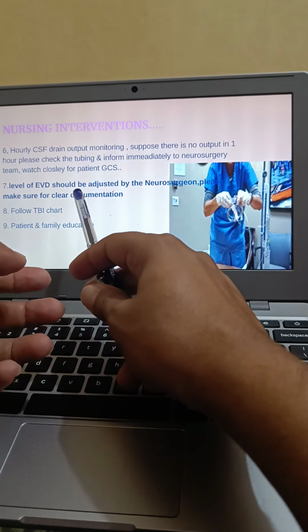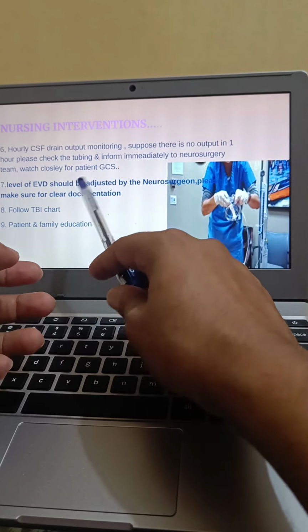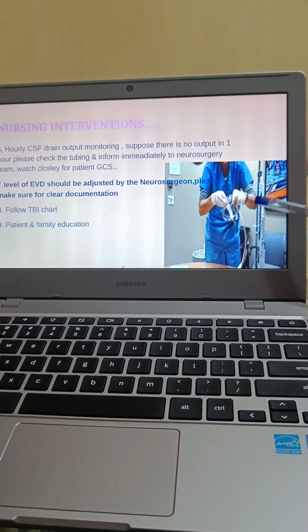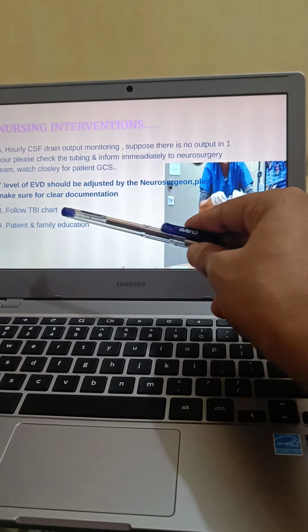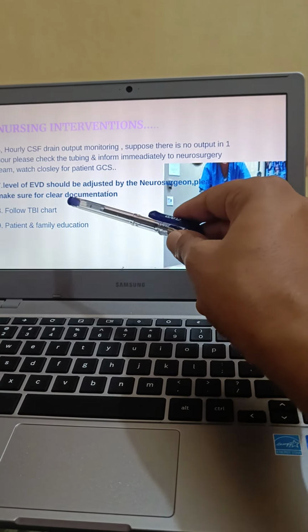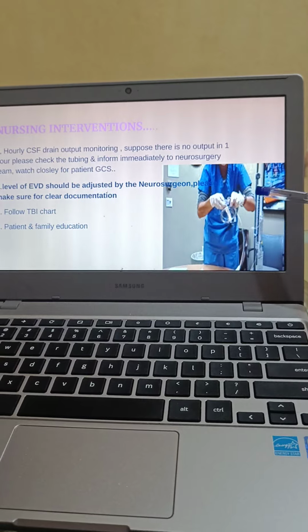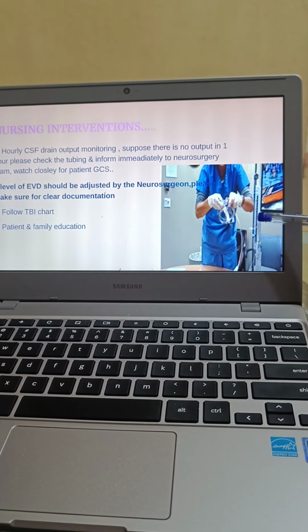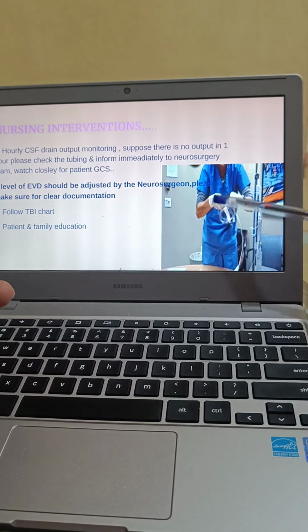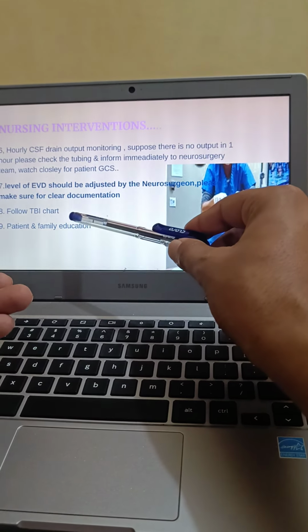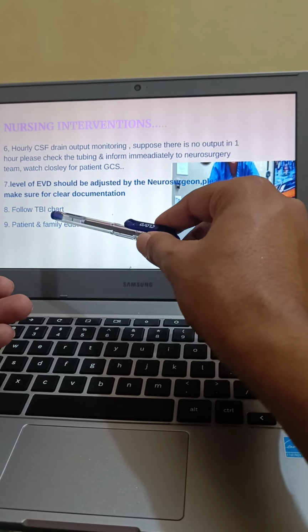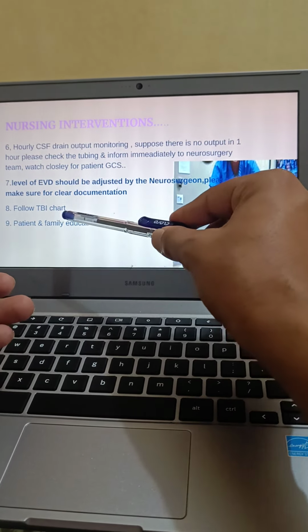Then the level of the EVD should be adjusted by the neurosurgeon, as I said before. There is a written physician order for that. When they are adjusting the pressure, we should get an order for that. And then we should follow the TBI chart, total brain injury chart, which includes the sodium level and HB, everything we should take care of.